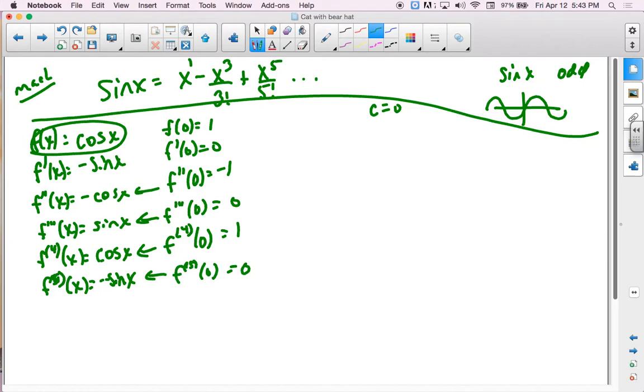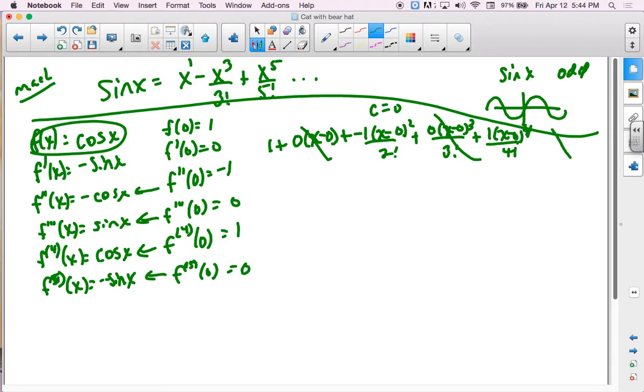To write a Maclaurin series, you say f of 0 plus f prime of 0 times x minus 0 to the first over 1 factorial plus f double prime of 0 times x minus 0 squared over 2 factorial plus f triple prime of 0 times x minus 0 cubed over 3 factorial plus f the fourth derivative at 0 times x minus 0 to the fourth over 4 factorial, and then the fifth one's just going to be 0. So anyway, watch the zeros go out, including that fifth term I didn't write.